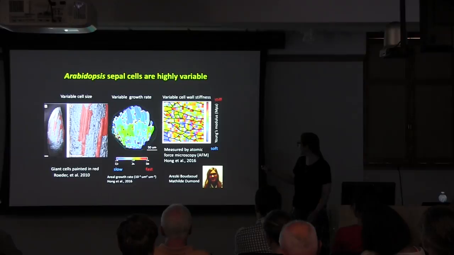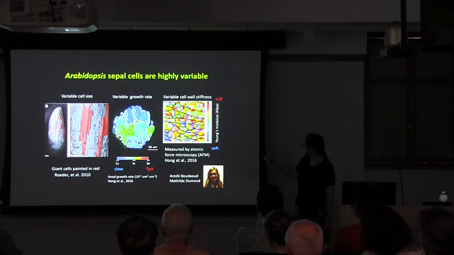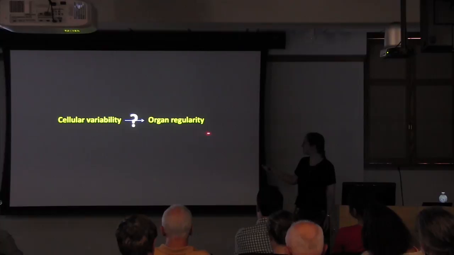In this case, red is stiff and blue is soft. And we've traced the outlines of the cells here in black over the AFM data. And you can see that we've got stiff patches right next to soft patches. So there's a ton of variability in the cell wall properties as well. So at the cellular level and even subcellular level, we see a ton of variability. How do we go from this cellular variability to get regular organs?